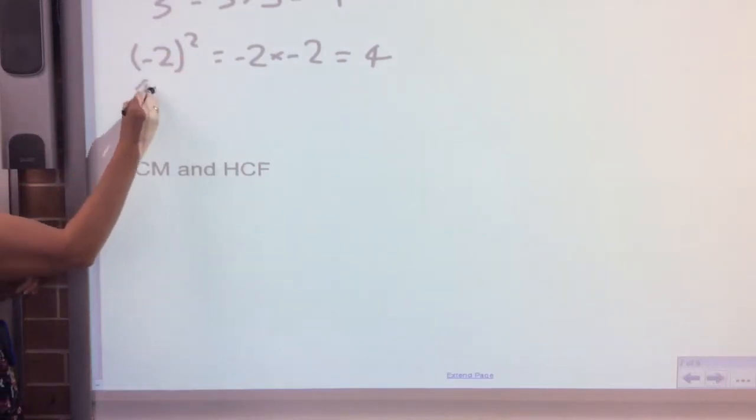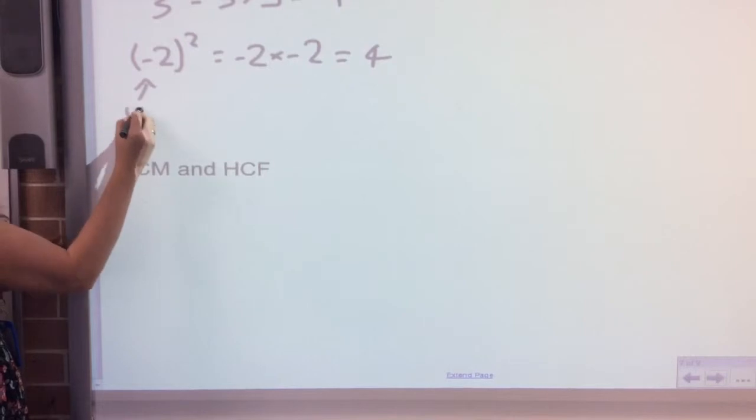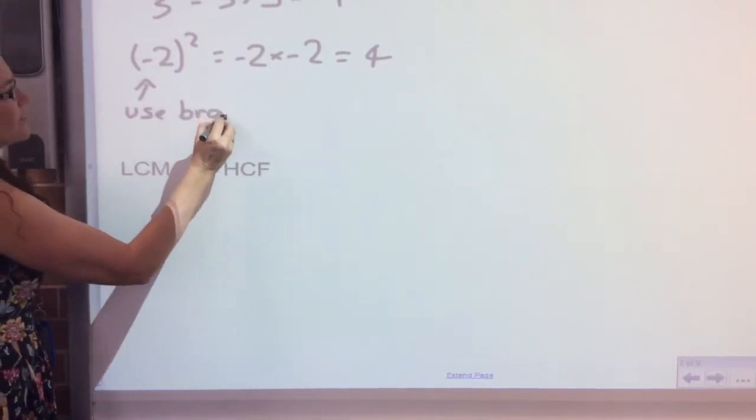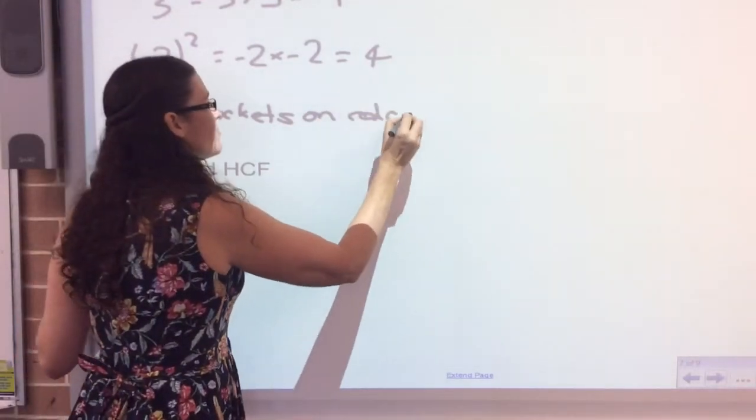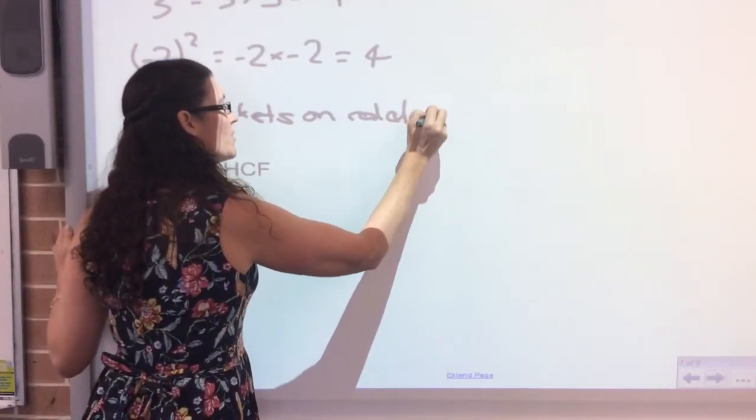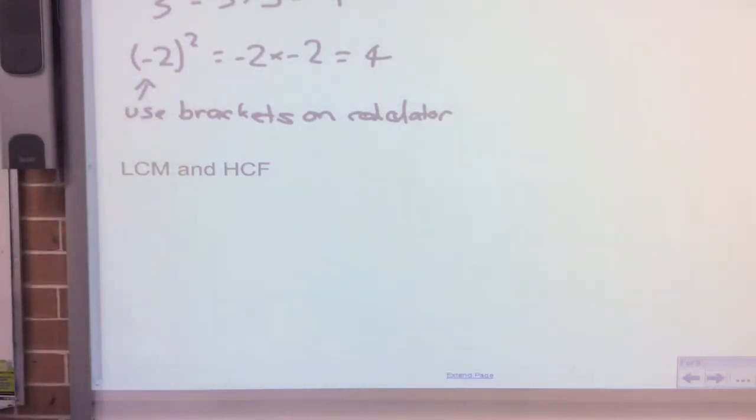Okay, so watch out for negatives. You need to use brackets on the calculator. Or your brain. Okay, so be very careful for that.